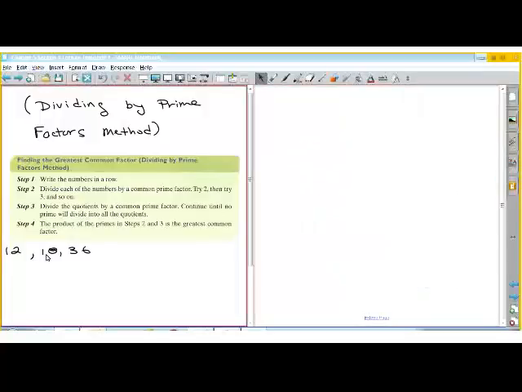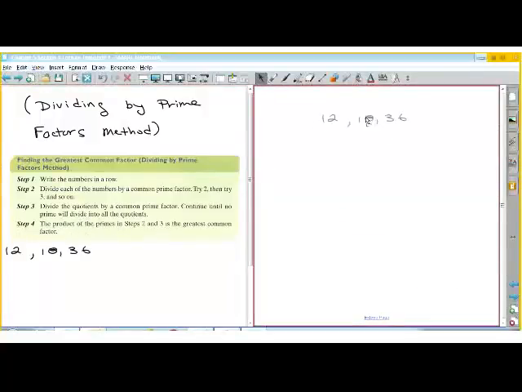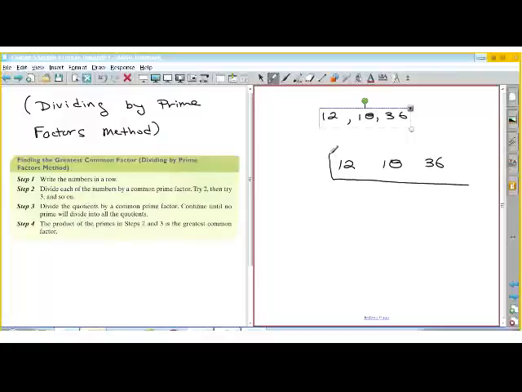So let's do it again, but let's use it for 3. So we're going to take these numbers over here, and we'll write them out again. 12, 18, 36. We'll draw one big long bracket. And we start again at 2. And we say, are they all even? And the answer is yes. So I can divide everyone by 2. And then I ask, can I divide by 2 again? The answer is no, because this is odd, so this is not divisible by 2.